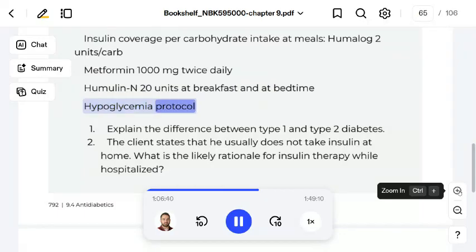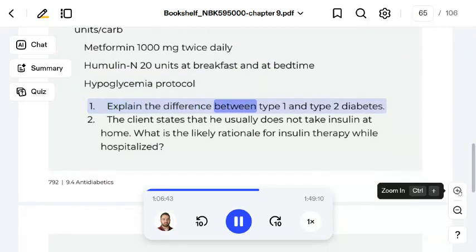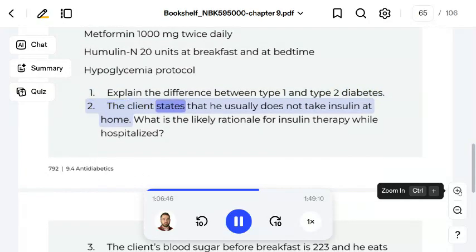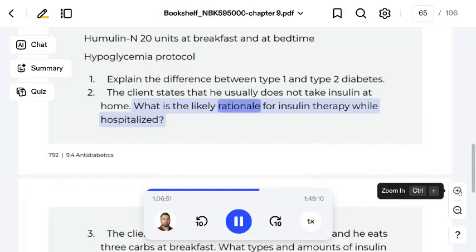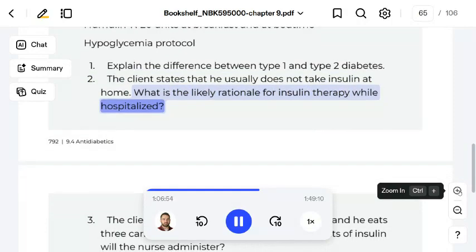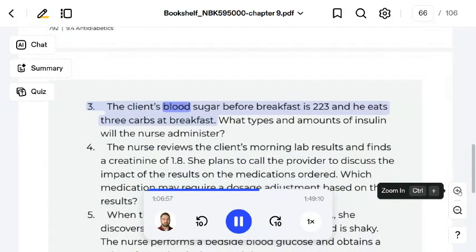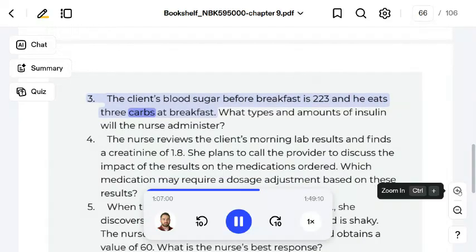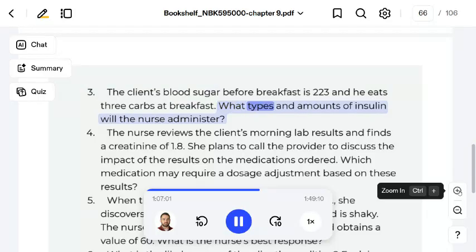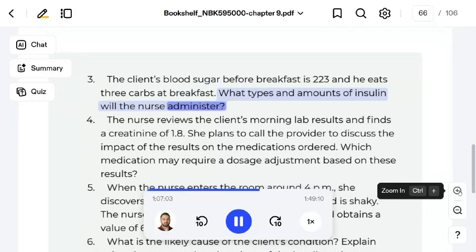Hypoglycemia protocol. 1. Explain the difference between type 1 and type 2 diabetes. 2. The client states that he usually does not take insulin at home. What is the likely rationale for insulin therapy while hospitalized? 3. The client's blood sugar before breakfast is 223, and he eats 3 carbs at breakfast. What types and amounts of insulin will the nurse administer?